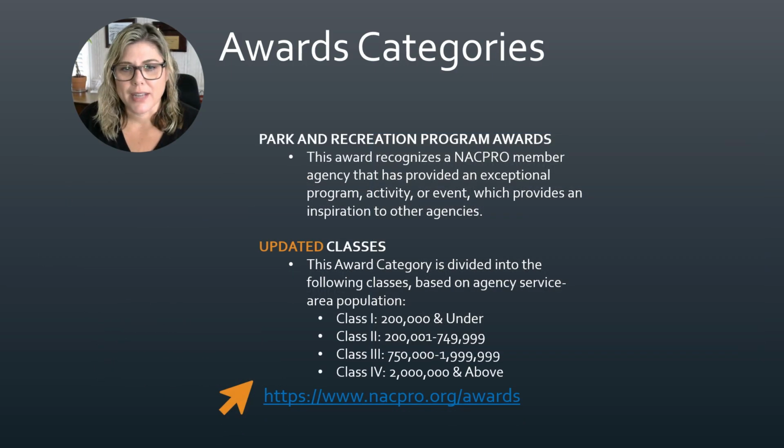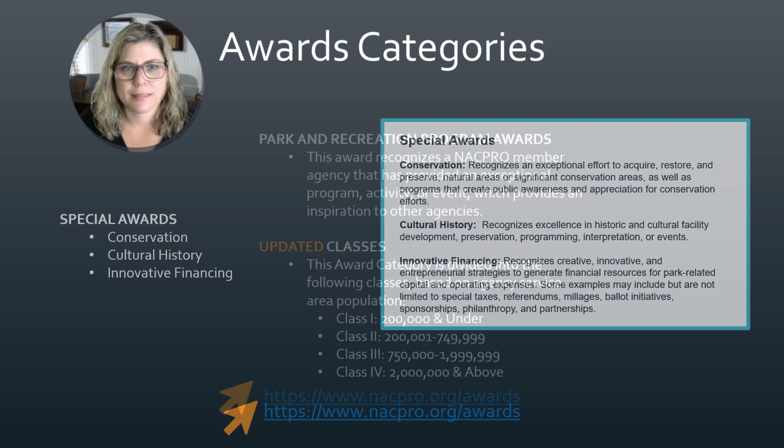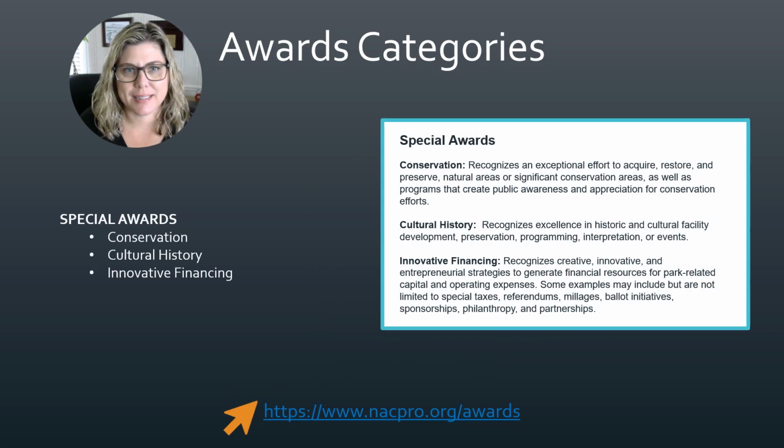Our next award category is Park and Recreation Program Awards. This award recognizes a NACPRO member agency that has provided an exceptional program, activity, or event, which provides an inspiration to other agencies. Again, this award category is divided into 4 classes based on your population served. Next up are our special awards. There are 7 awards categories in this area.